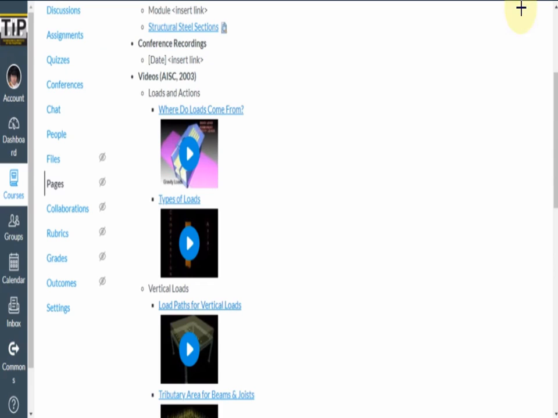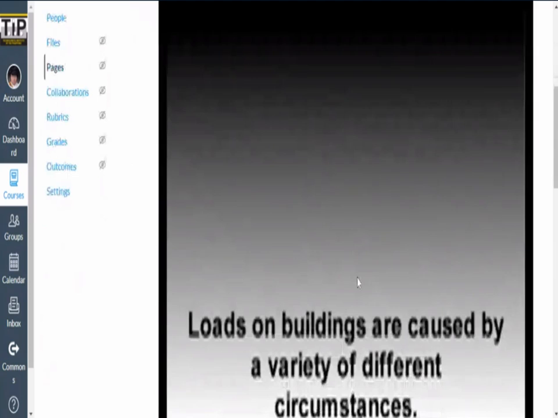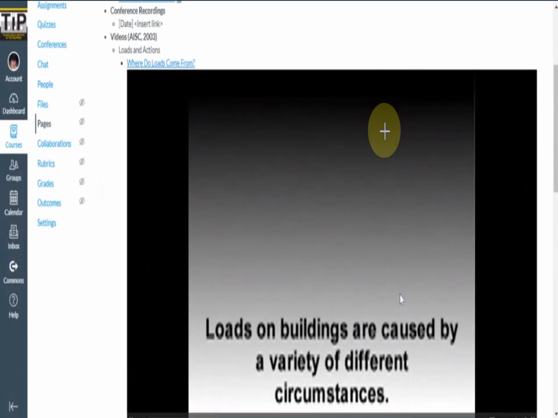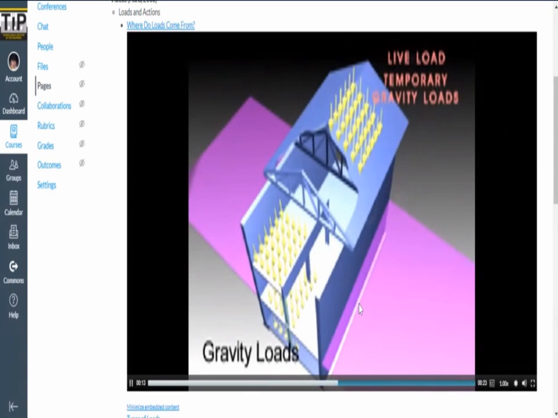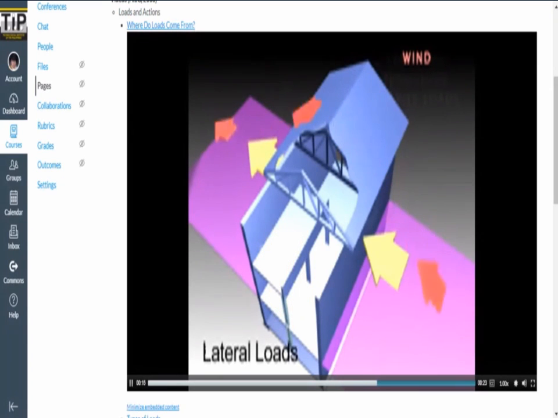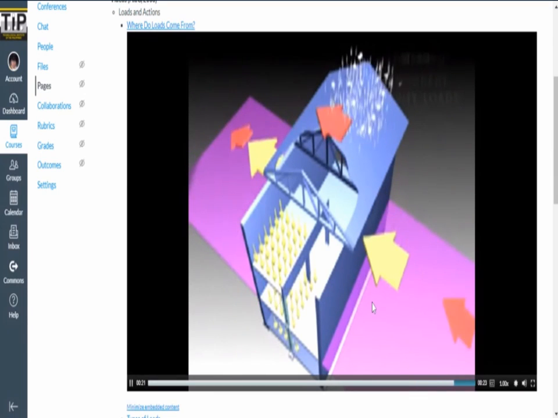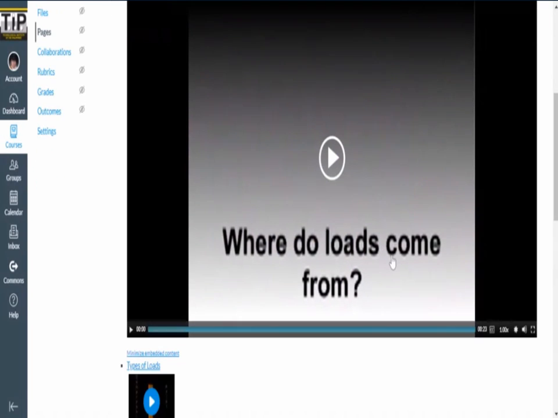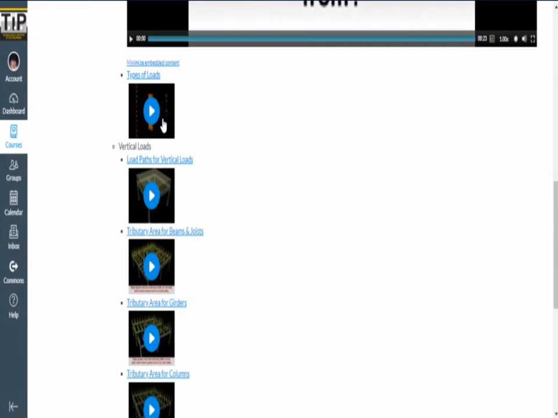So, okay, let me just play this one by one. So first, where do loads come from? Gravity loads, and lateral loads. Those are the two main classifications of loads. You can still access it in the module. It's just there. So I'm just playing this one. Types of loads.